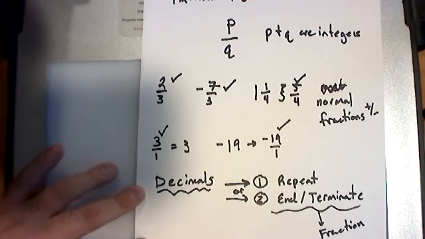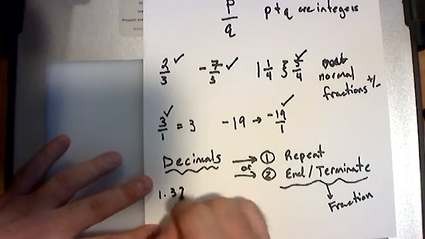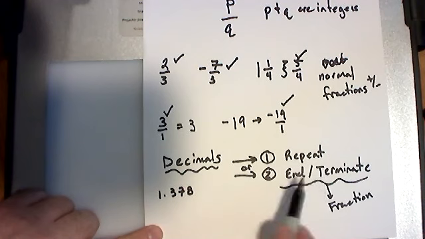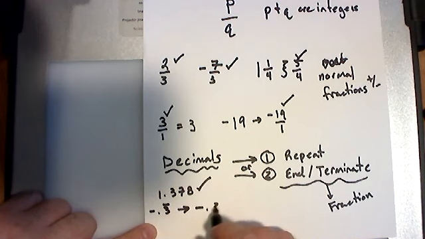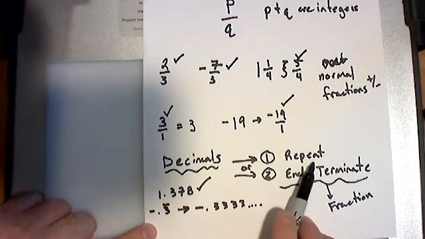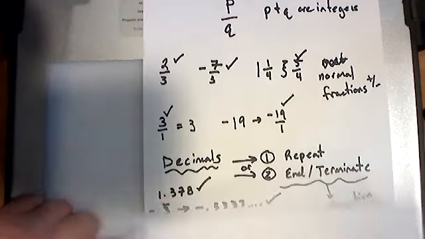So, just for a quick example, let's say we had 1.378. Is that rational? Well, yes, it is, because it ends. 1.378, it ended, done. What if I said negative 0.3 repeating, right? Negative 0.3 repeating, which is the same thing as negative 0.33333 and so on. Is that rational? Well, yes, it is, because it repeats. It doesn't end, but it did repeat. So yeah, it's rational.